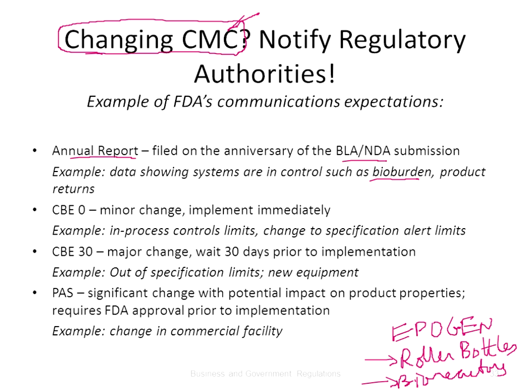Now, on the other hand, you might have made some changes that are not that important to the FDA. So these are minor changes, and you can implement. So this kind of change is called CBE 0. CBE 0. That means you don't require any approval from the FDA for this. That means you can implement it on day 0, right? Implement it on day 0. Implement immediately. So for example, you change the in-process control limits.